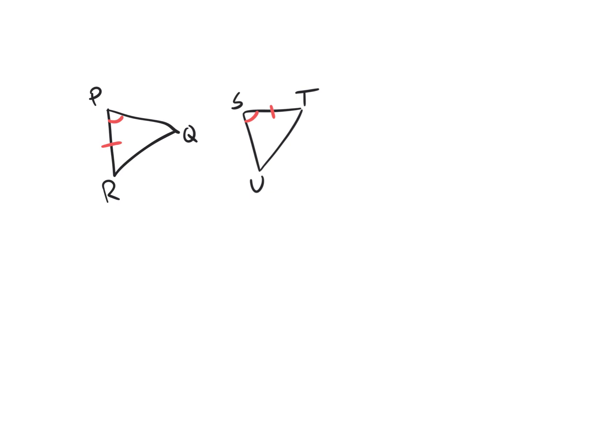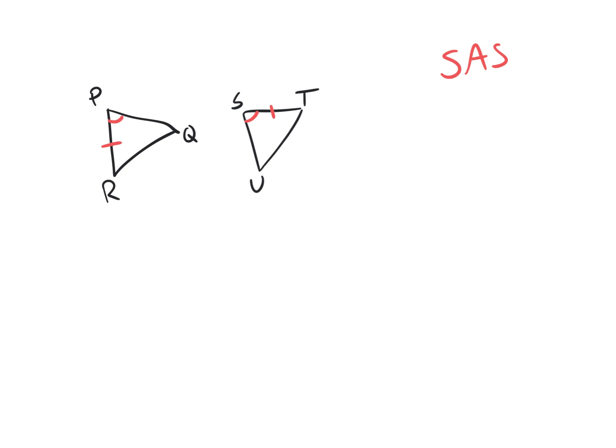Is that all the information it gave us? Yes. He wants to prove that those two triangles are congruent by side, angle, side. He says that all he needs to do is show that RQ is congruent to SU. So he wants to show that RQ is congruent to SU. Will that work?